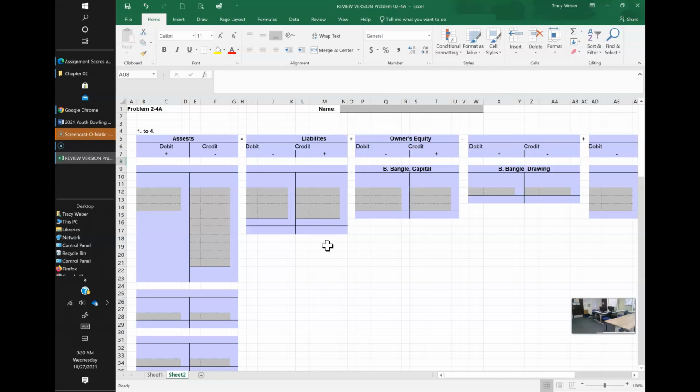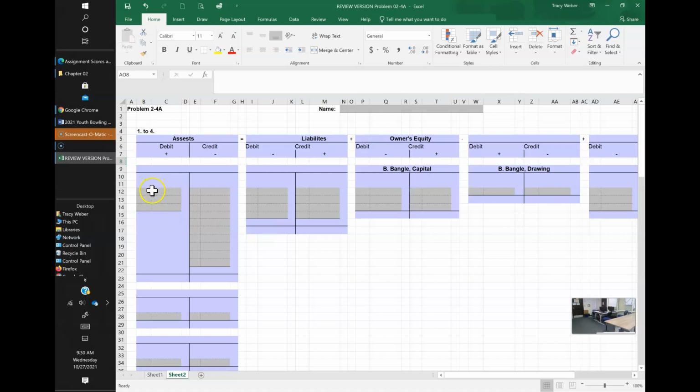So let's go over to transaction A back on page 87, and Bangle deposited $35,000 in a bank account in the name of the business. So the first thing I have to ask myself is, what 2 accounts are affected? Well, he deposited money in my bank account. That's cash. And then in the name of the business, that tells you that's capital. That's an investment that the owner made in the business.